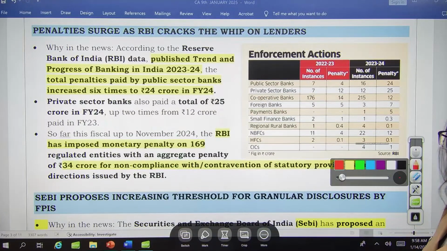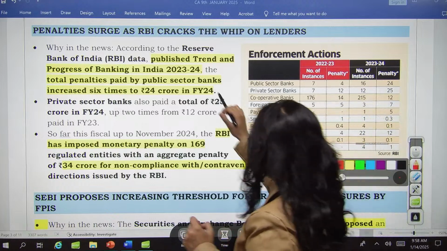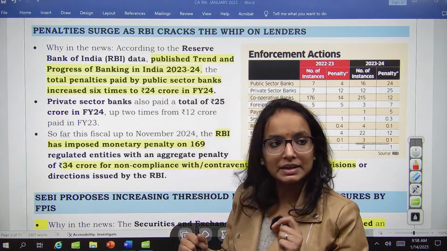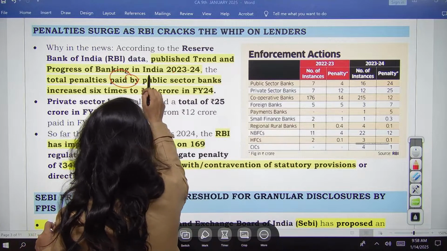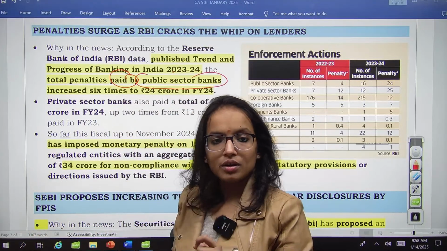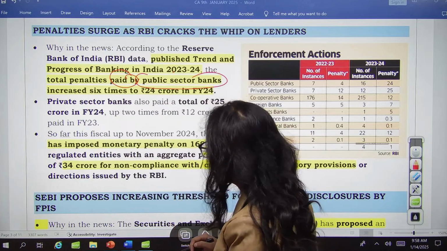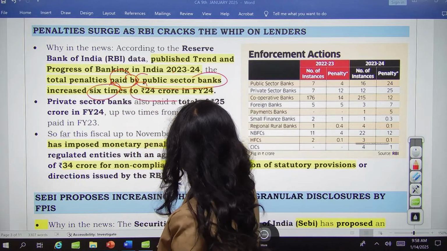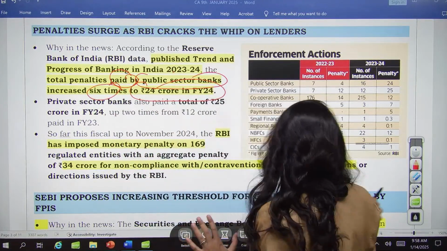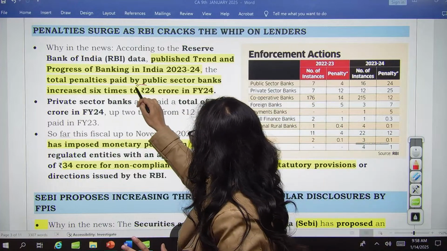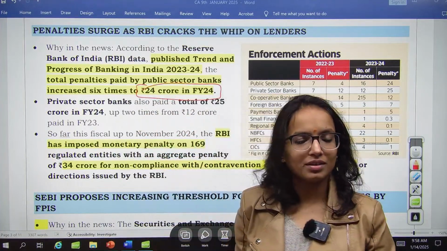Then RBI has published some data under its Trend and Progress of Banking report. You know this is out, right? So Trend and Progress of Banking in India 2023-24. According to this report, RBI says that total penalties paid by public sector banks to the RBI have increased 6 times to rupees 24 crore in financial year 24. Remember, this is important. How much? 24 crores in 2024. This figure is important.